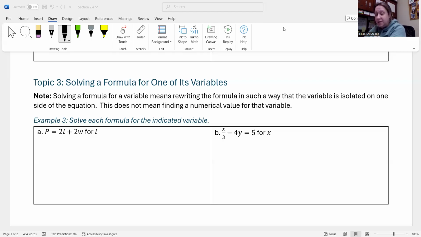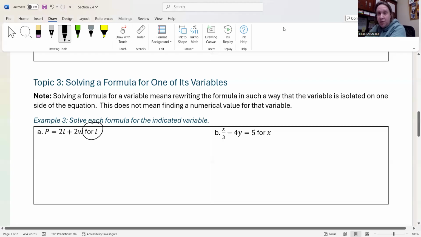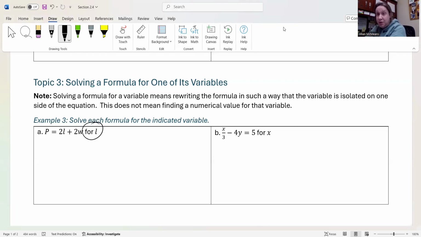So the issue here is this 2W. Remember, when we solve equations, we're just undoing what has happened to a variable. In this case, the variable that we want to undo everything for is the L. Since it says solve for L, we want to get the L alone. So my first order of business is to get rid of that 2W. So I want to subtract 2W. Since 2W has been added to 2L, the way we undo addition is by subtraction. So I'm going to subtract 2W from both sides.